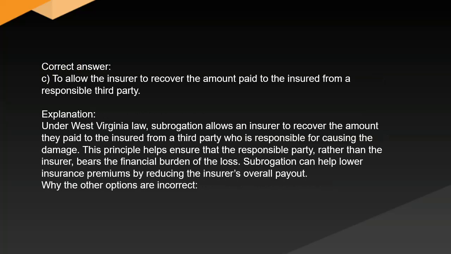Correct answer. C. To allow the insurer to recover the amount paid to the insured from a responsible third party. Explanation. Under West Virginia law, subrogation allows an insurer to recover the amount they paid to the insured from a third party who is responsible for causing the damage. This principle helps ensure that the responsible party, rather than the insurer, bears the financial burden of the loss. Subrogation can help lower insurance premiums by reducing the insurer's overall payout. Why the other options are incorrect.